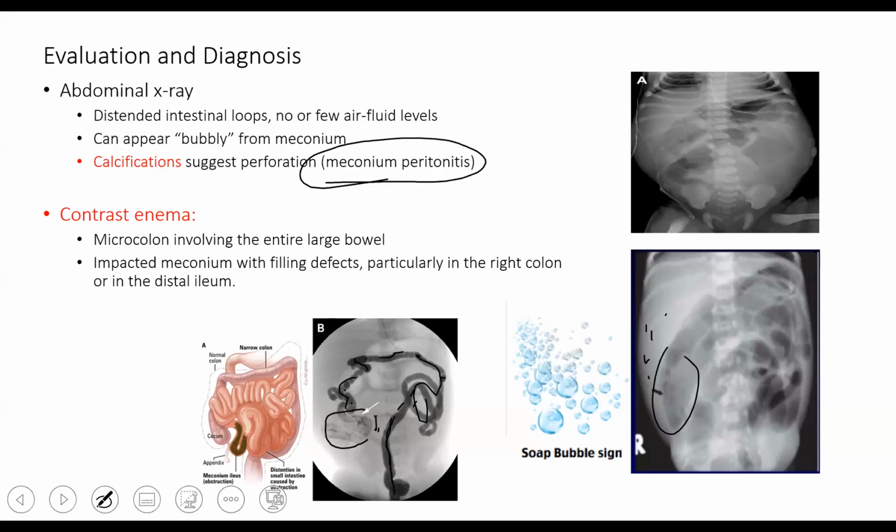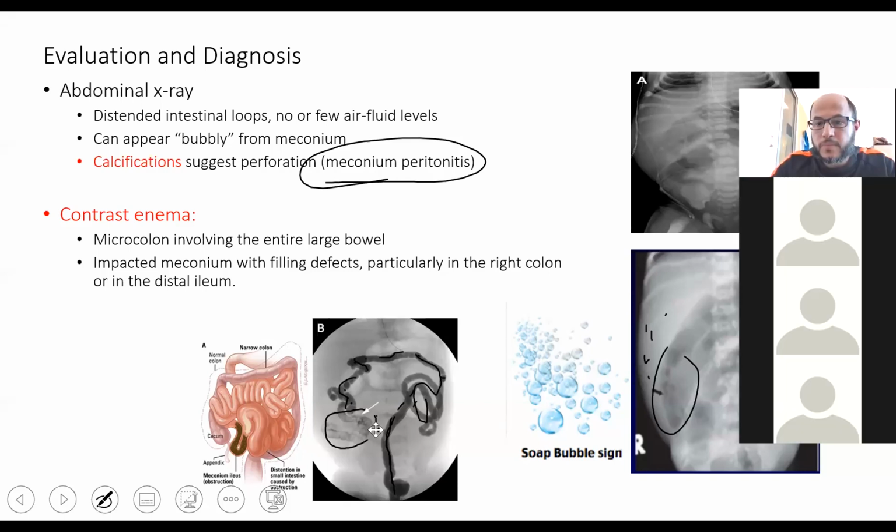That's the best term, filling defect, okay? In the right colon, close to the distal ileum. That indicates meconium ileus or ileal atresia until proven otherwise. Okay? Very good.